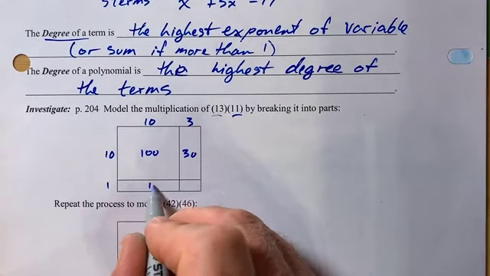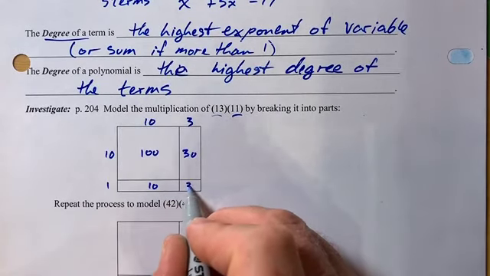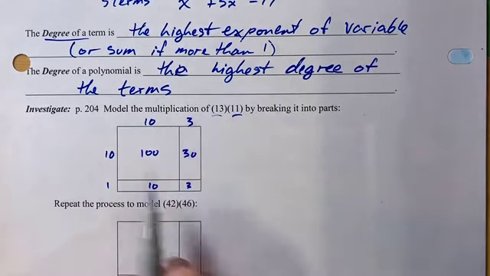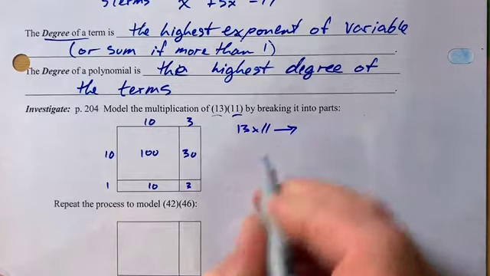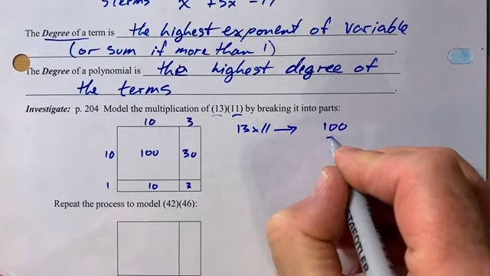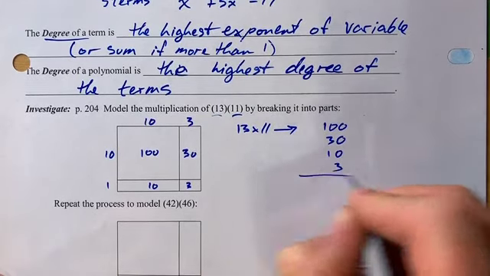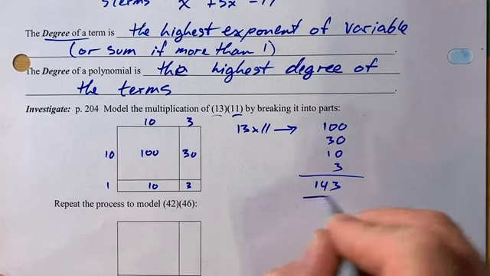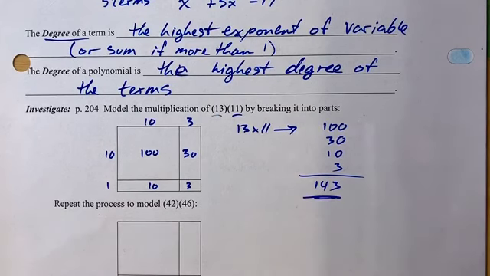10 times 1 is 10. 1 times 3 is 3. So if I was to add up all these, 13 times 11 should actually give me 100 plus 30 plus 10 plus 3. That's 143. And that's what 11 times 13 is.